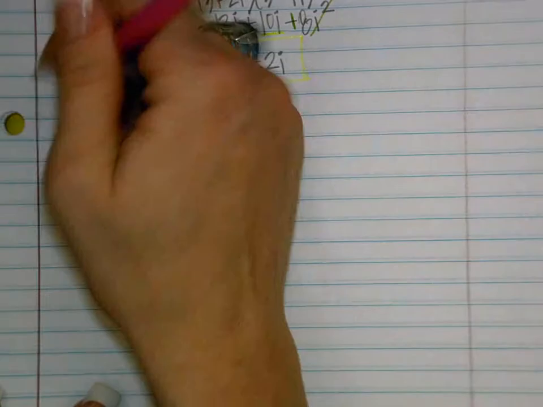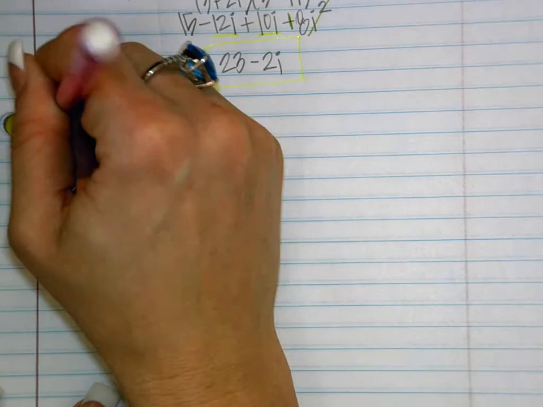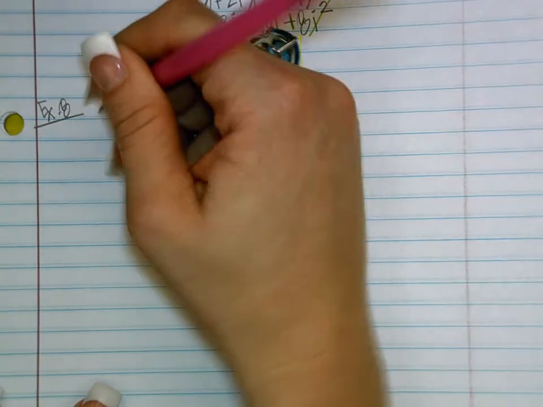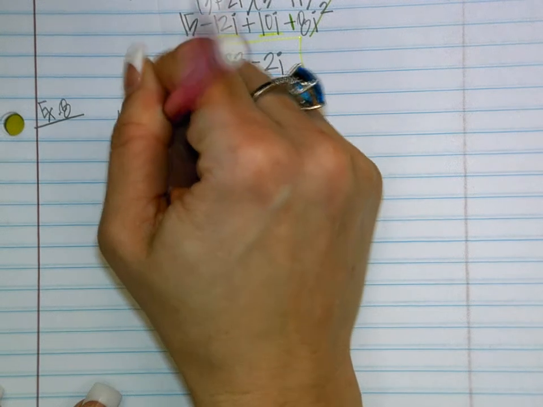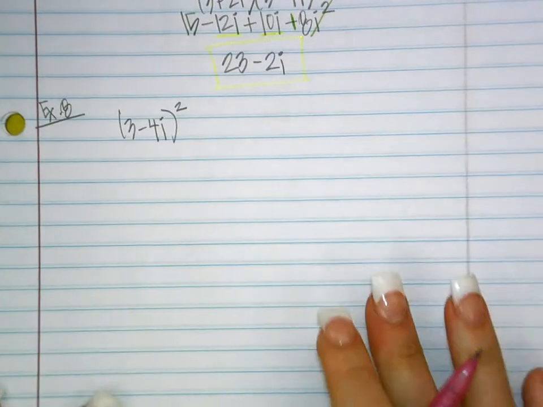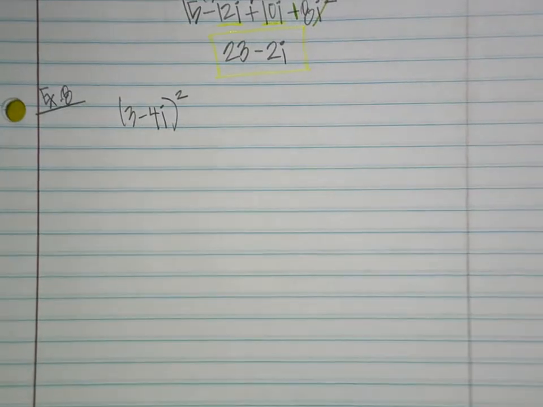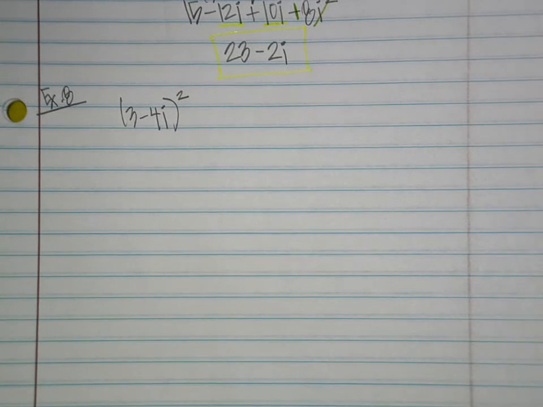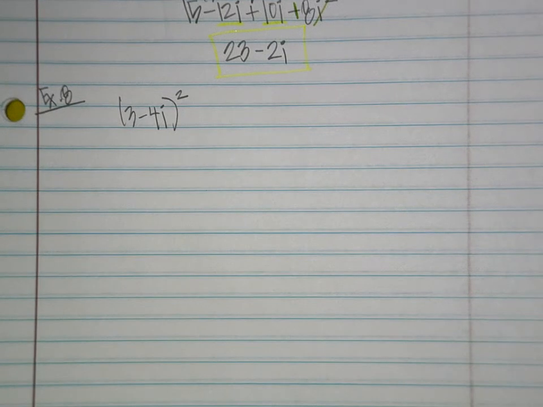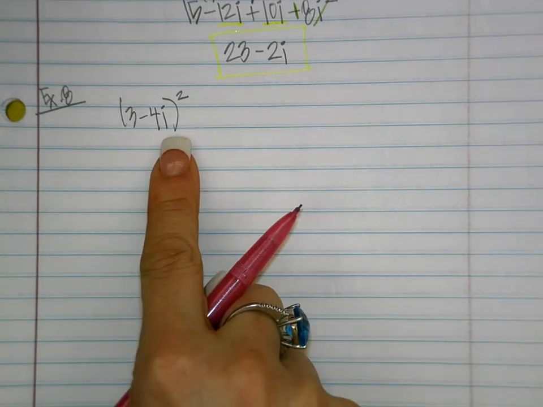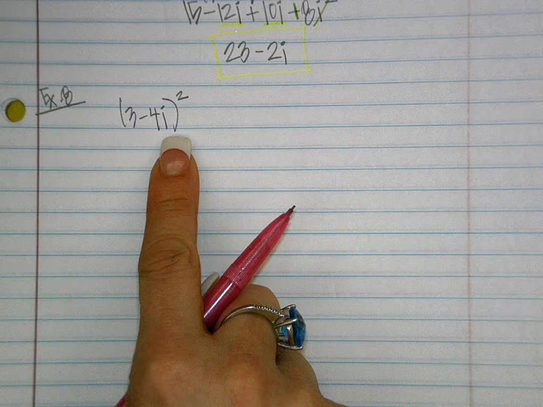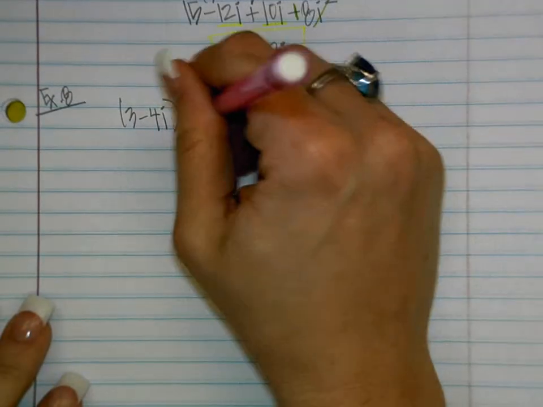Two more for you guys, and then we'll be done. Number 8. I would like you to simplify again. 3 minus 4i quantity squared. So, what do you have to do if you're squaring a quantity? Write it out twice, right? So you can't just distribute that exponent.